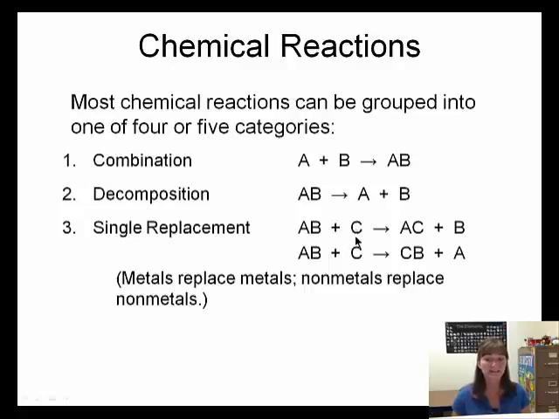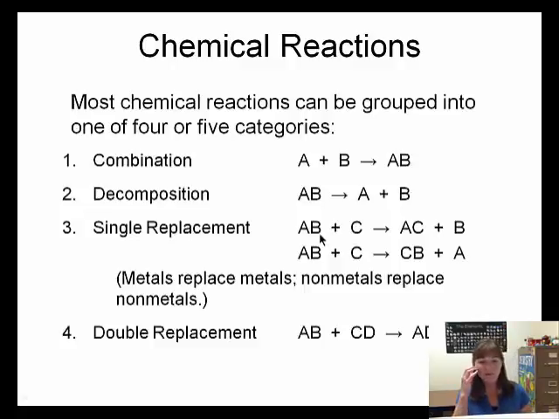You have to pay attention to whether that C is a metal or a nonmetal. If it's a metal, it is going to trade places with the metal in the compound. If it's a nonmetal, it's going to trade places with the nonmetal. So the other thing you need to remember is that when you're looking at the compound, you always write a cation first and the anion second, or the metal first and the nonmetal second. Okay, so if C is a metal, it's going to trade places with the first thing in the compound. If C is a nonmetal, it'll trade places with the second thing.